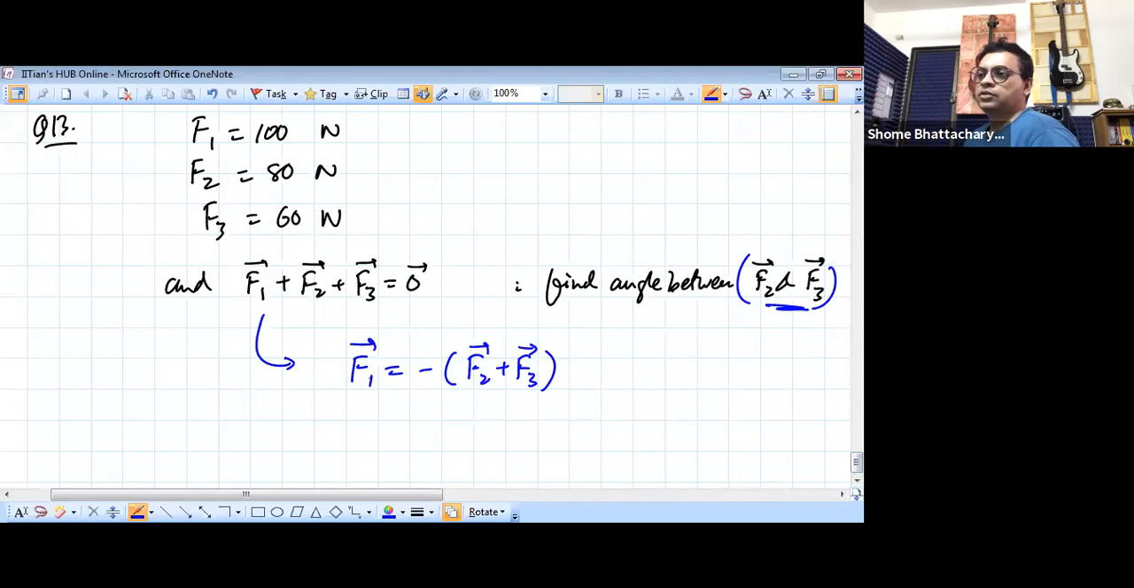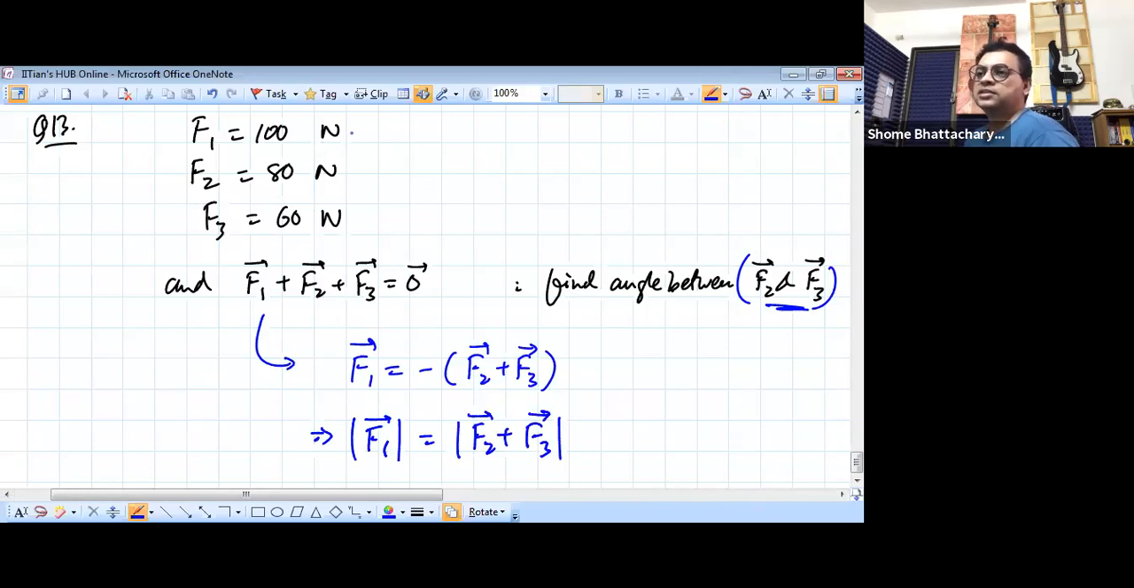Okay. So anyway, coming back to this 13th question, from this which is given to us that vector sum of F1, F2 and F3 is 0, this conclusion is correct. Therefore, we can say that F1 is negative of the sum of F2 and F3. So further what we can say is that the magnitude of F1 will become the magnitude of F2 plus F3, because when we take mod on both sides, the minus sign will not matter. You can say this. Okay.